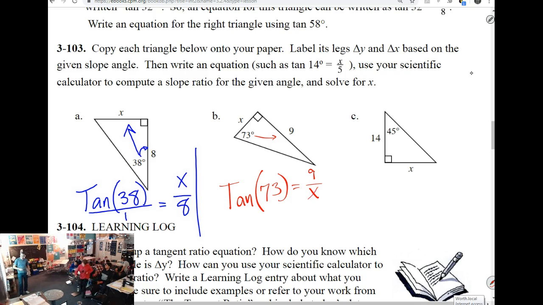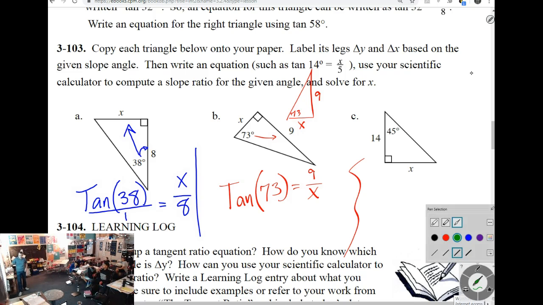Mr. Hudson, can we do that right here? You could. Visualize this so that the 9 is here and the X is there. If I flip my triangle around, we could do X over 9 is tangent 17, so 9 times tangent 17. Would that be a coincidence? It wouldn't be if you just rotated it.